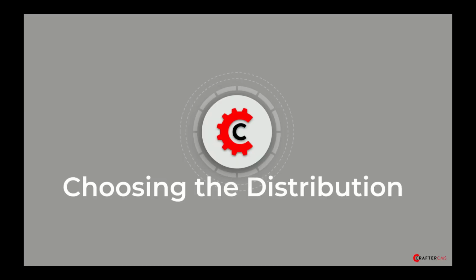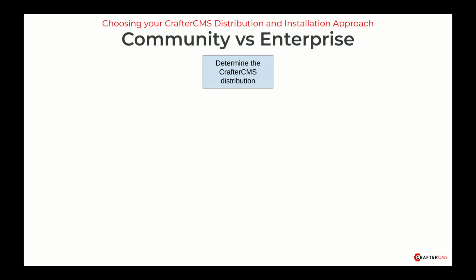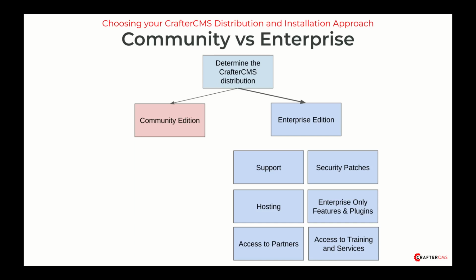So, how do we choose which distribution is right for us? Well, the first thing we want to look at is whether or not we require any kind of support or services. If not, then the community edition is for us. If we are looking for support and services or specific features, then the enterprise edition is for us, because the enterprise edition provides technical support, development support, security patches, hosting with Crafter Cloud, enterprise-only features and plugins, access to our partner network, and access to training and services.